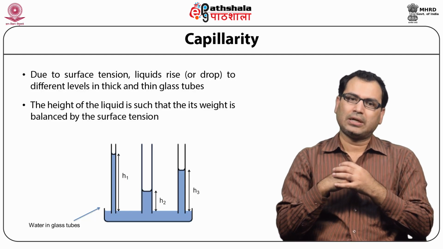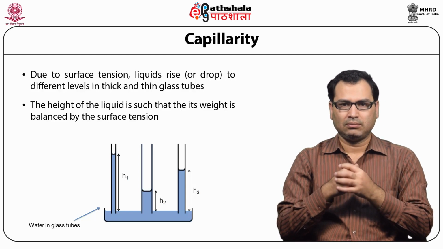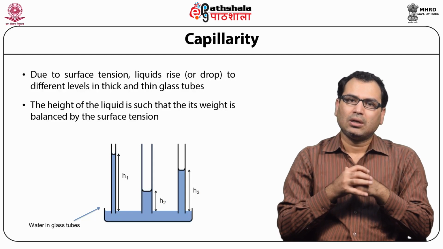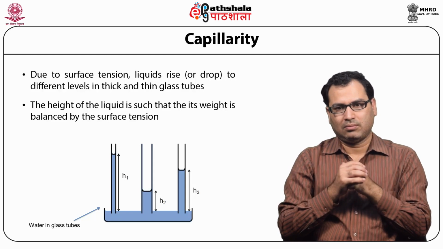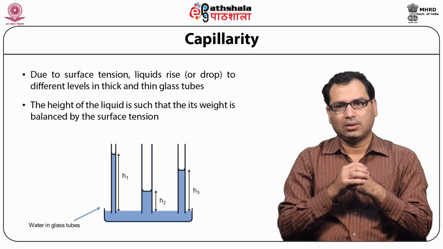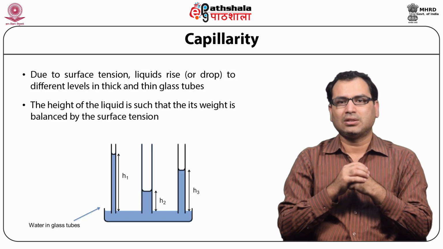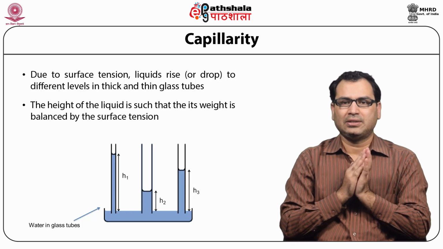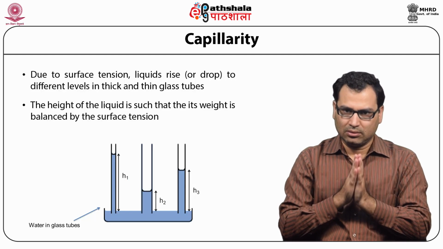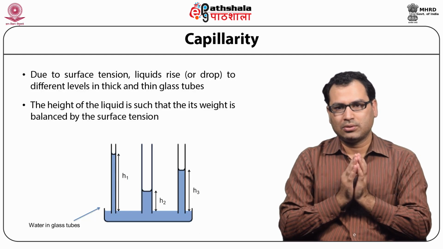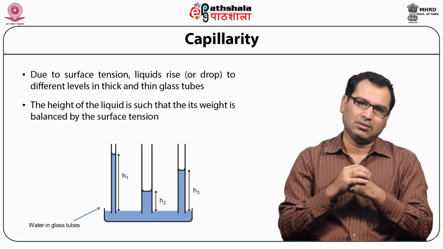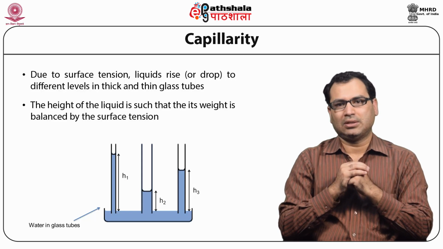You pour a certain liquid, or water let's say, here. Depending on the diameter, you will have the water rise to different heights, such that the water in all three tubes has equal weight, because it has to balance the surface tension of the water.